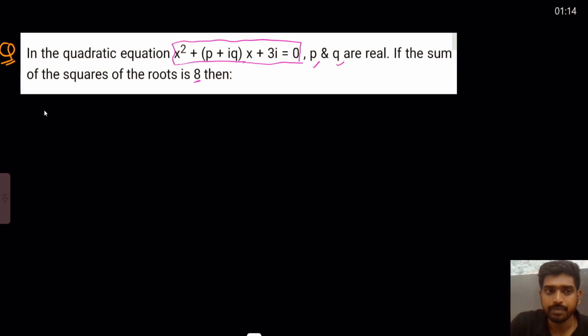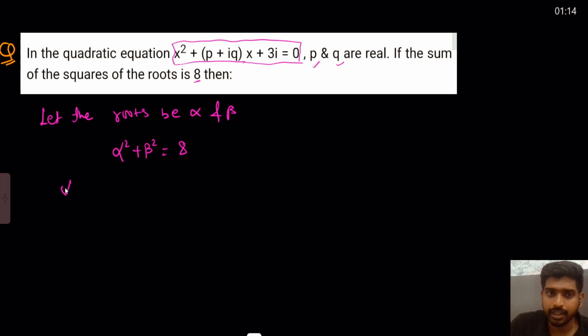So let the roots of this equation be alpha and beta. Got it? What they have given is alpha square plus beta square value to be 8. Got it? So here alpha square plus beta square, I can apply the formula and write this as (alpha plus beta) whole square minus 2 alpha beta is equal to 8. Got it?